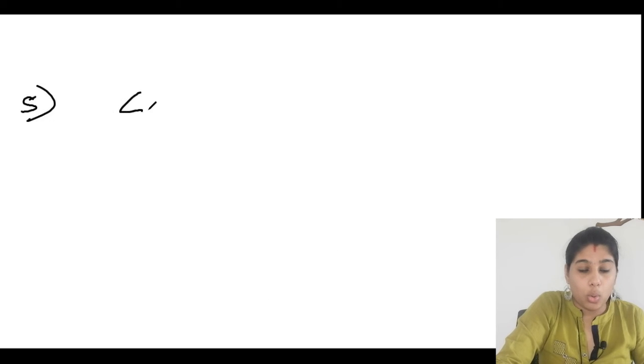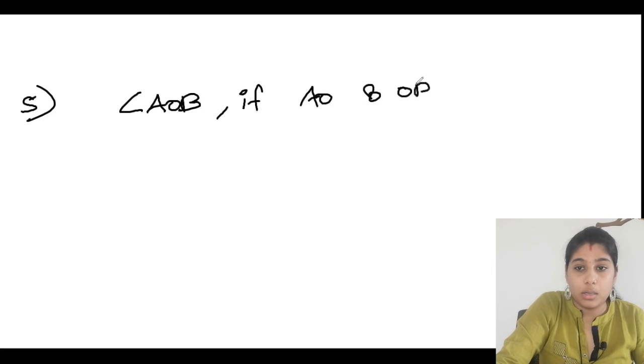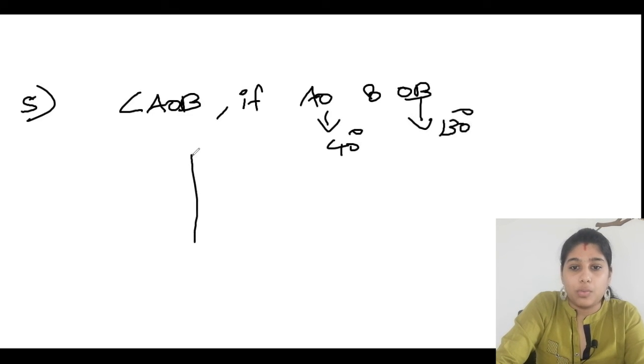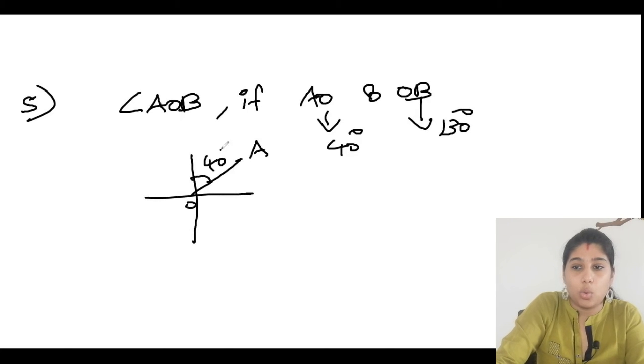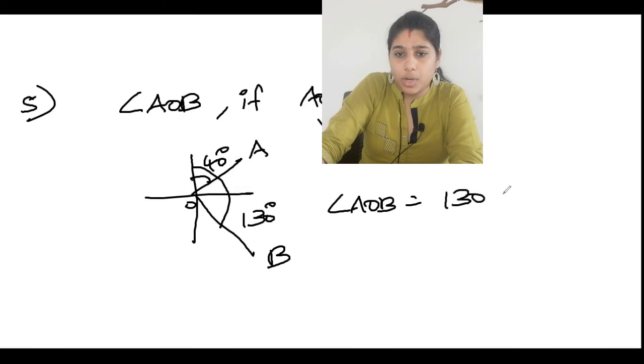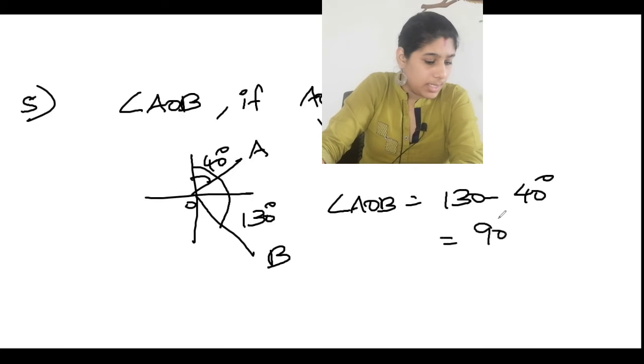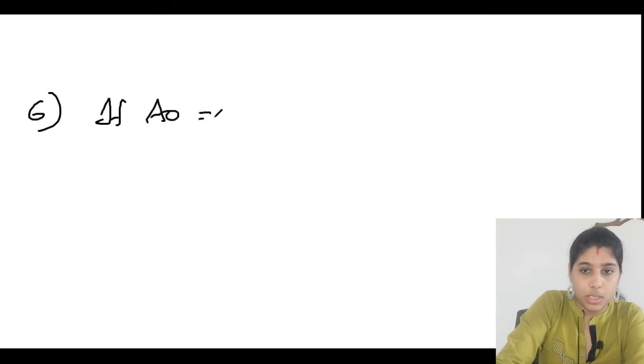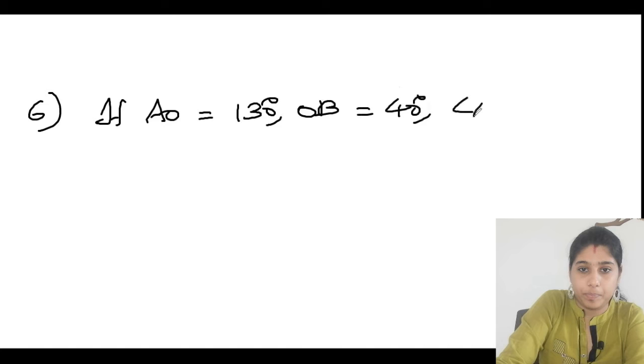What is the included angle AOB if OA and OB are 40 degrees and 130 degrees? Easy question. OA is 40 degrees, and OB is 130 degrees in total. So what is the included angle? Very easy: from 130 you subtract 40 and get the answer 90. AO is 130 degrees, OB is 40 degrees. What is angle AOB?